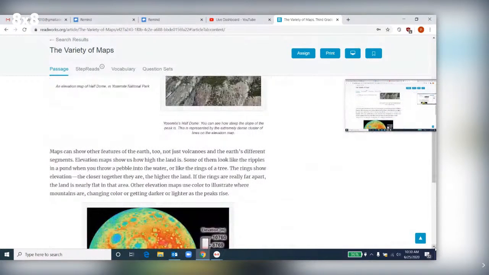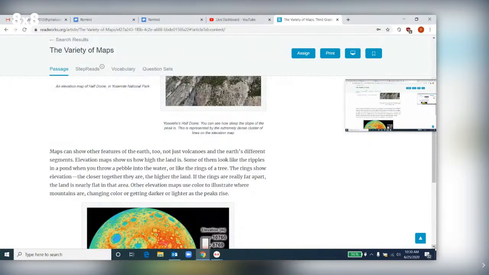Maps can show other features of the Earth too, not just volcanoes, the Earth's different segments. Elevation maps show how high the land is. Some of them look like ripples in a pond when you throw a pebble in the water, like the rings of a tree. The rings show elevation. The closer they are, the higher the land. If the rings are really far apart, the land is nearly flat in that area.